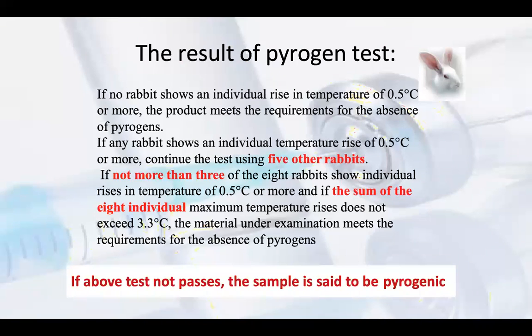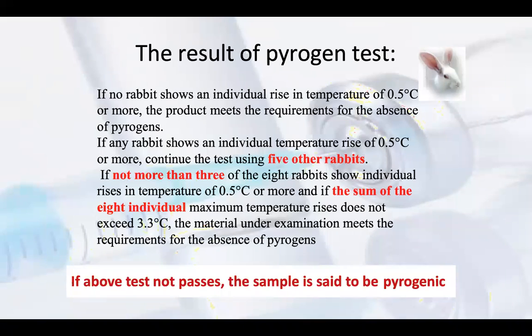The result of the pyrogen test: if no rabbit shows an individual rise in temperature of 0.5 Celsius or more, the product meets the requirement for the absence of pyrogen. If any rabbit shows an individual temperature rise of 0.5 degrees Celsius or more, continue tests using 5 other rabbits. If not more than 3 of the 8 rabbits show an individual rise in temperature of 0.5 or more, and the sum of the 8 individuals' maximum temperature rises does not exceed 3.3, the material under examination meets the requirement for absence of pyrogen.